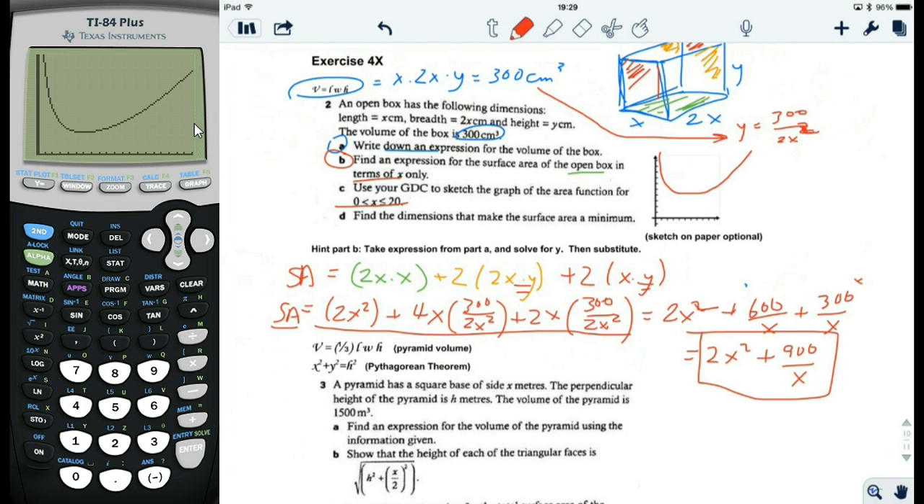And then it says, find the dimensions that make the surface area minimum. Well, it looks like there's a point somewhere around here that the surface area is as small as possible. So let's use the second calc minimum function to try to find where exactly that is. So first we go to the left of that point.